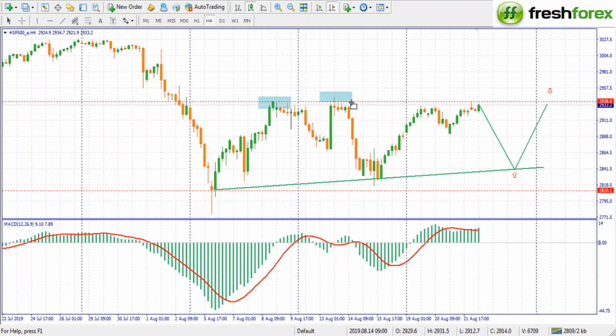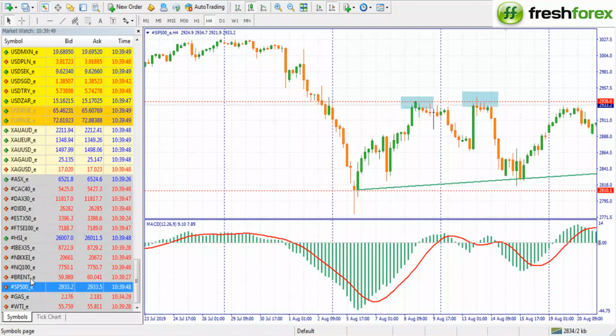So if price can break above it this week, then that will confirm that we are continuing to the upper side. Therefore, you need to look for buy positions even higher to the upper side. So we move forward to our next symbol, and that should be Brent oil.